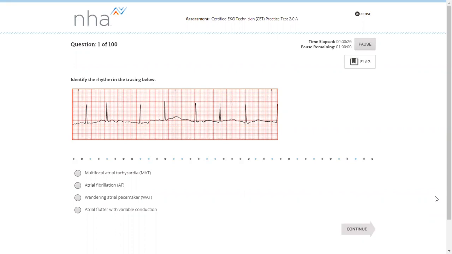Okay, identify the rhythm in the tracing below. That one is atrial fibrillation.